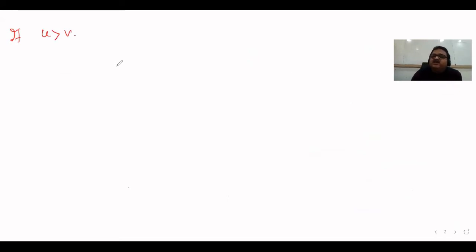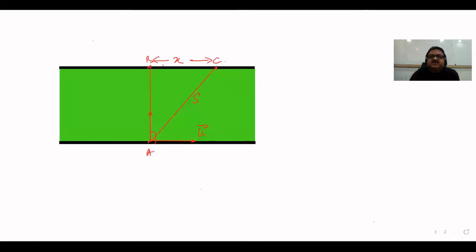We need to calculate, look, S. Okay? S means this. So S equals root over of D square plus X square. D is the river width. Now, to make S minimum, X should be minimum, correct? So we have to calculate the minimum value for X in this case, correct? So what is the value of X? Watch it.